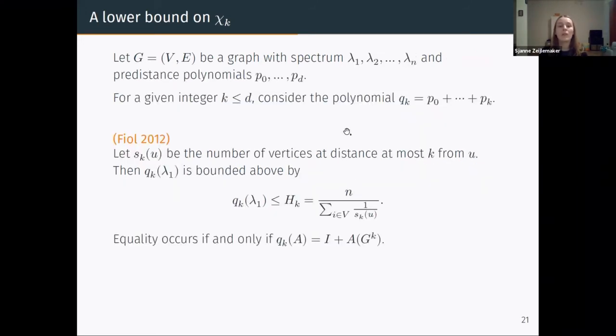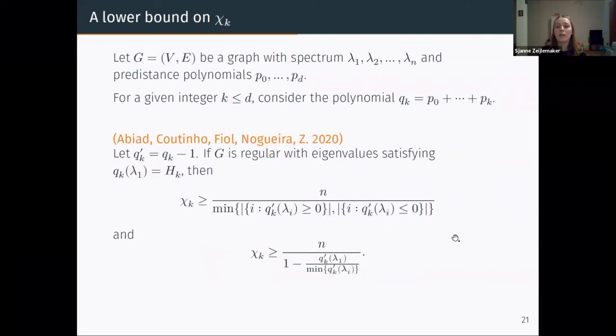And Friol in 2012 came up with some upper bounds on the sum of these polynomials, evaluated on the largest eigenvalue. So this lemma is what we will be using for our bounds. And the important part is that we have an if and only if condition for equality. As you can see, we have equality if the adjacency matrix of G to the K is some polynomial in the original matrix. So essentially, we can apply this in a case where the spectrum of G is related to the spectrum of G to the power K.